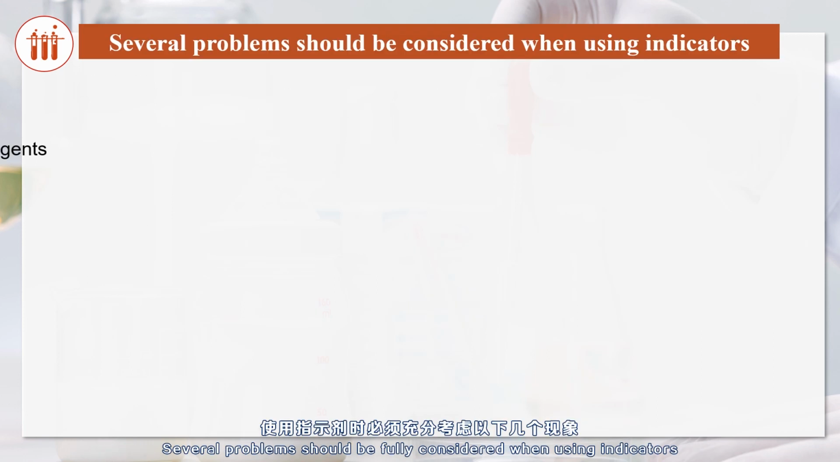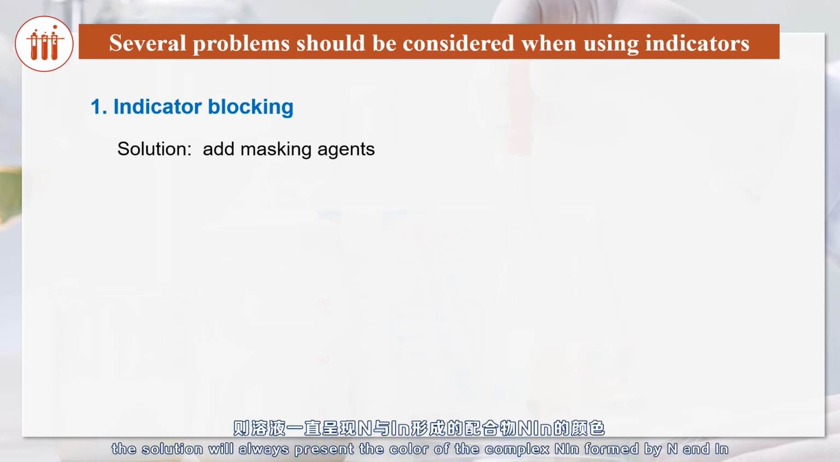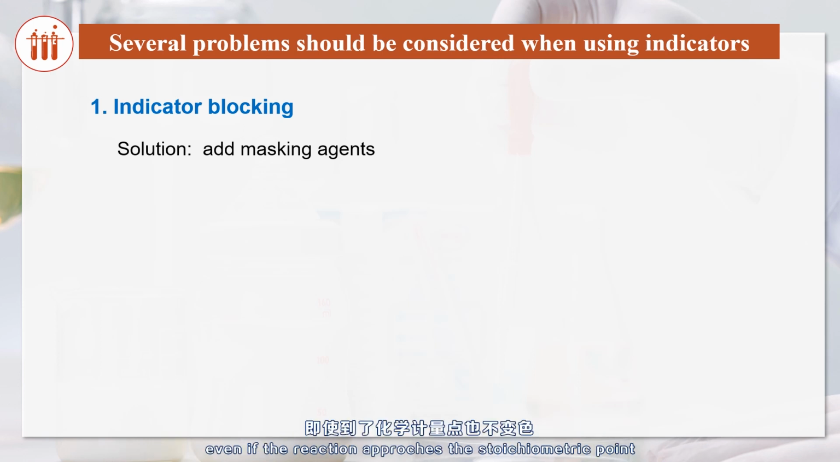Several problems should be fully considered when using indicators. Indicator blocking. When titrating metal ion M, if there are other metal ions N in the solution, and KNIn is more than KNY, the solution will always present the color of complex NIn formed by N and In, even if the reaction approaches the stoichiometric point. This phenomenon is called indicator blocking.